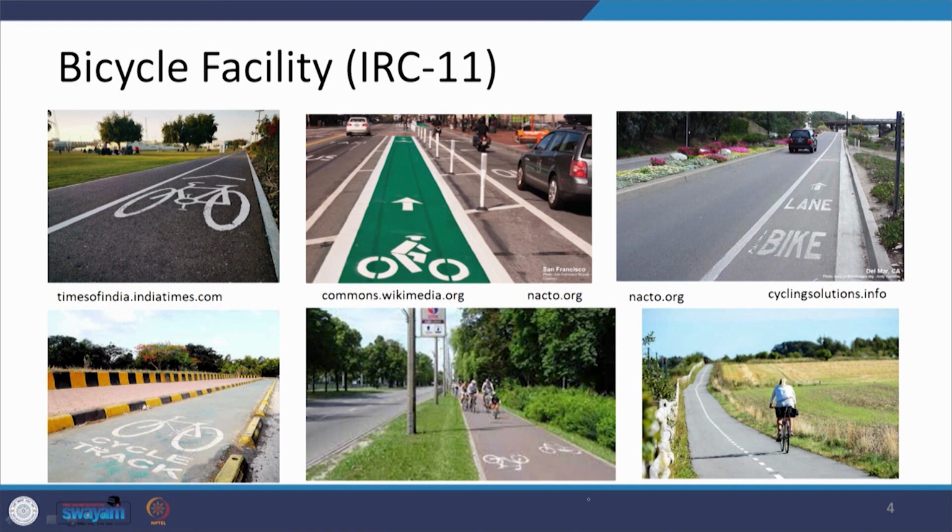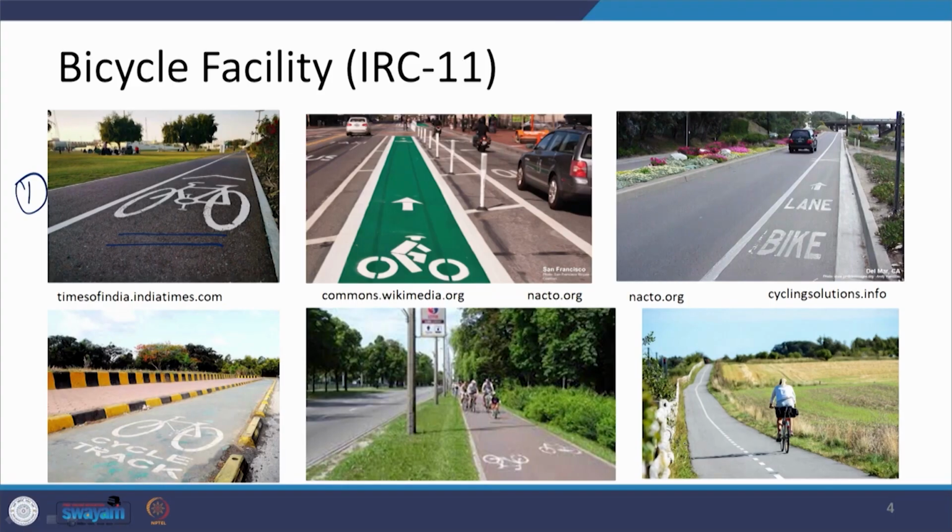Let us look at what type of bicycle facilities can be there, and that is being shown in this slide by way of various photographs. When we look at the first one, what is being shown is a space which is marked by a bicycle, and this is an exclusive facility being provided for the bicyclists. There is no other traffic which is probably going to be there, even on a side road as this photograph depicts.